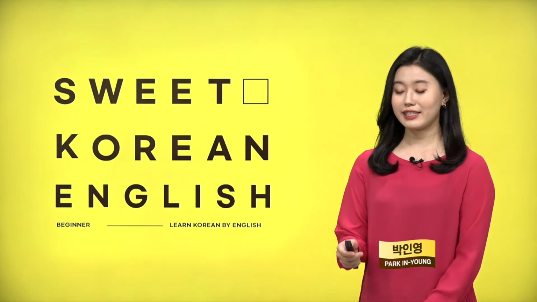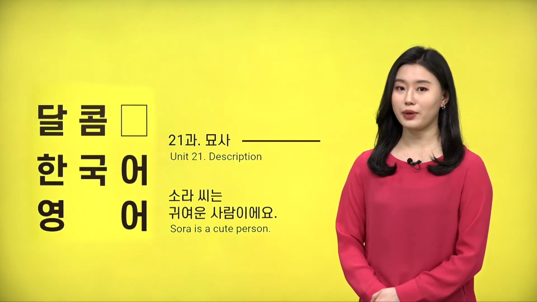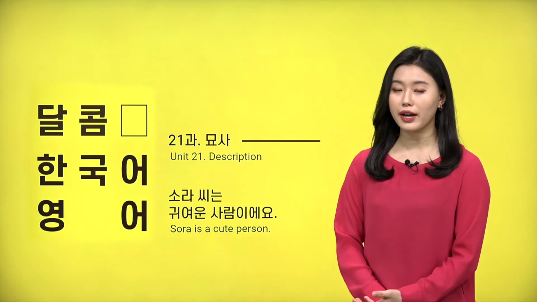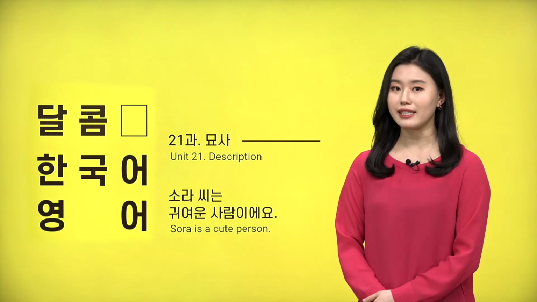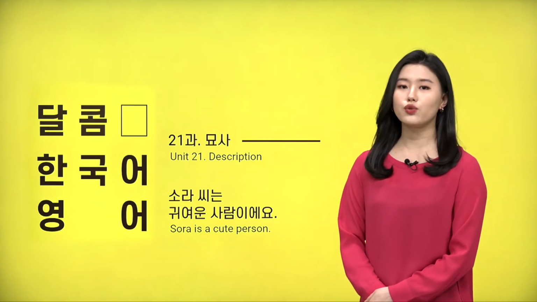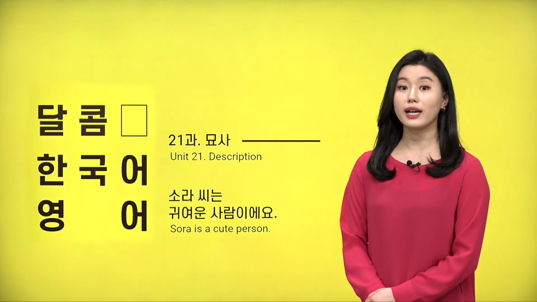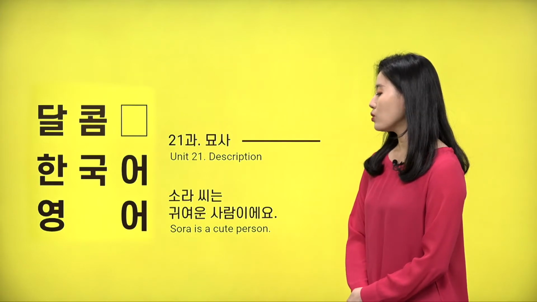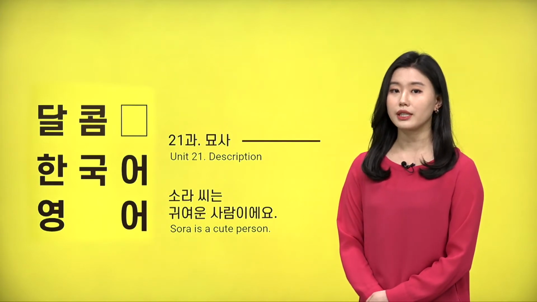So today is the day of starting Unit 21. In Unit 21, we will learn about how to describe things in a sentence. This is our topic sentence: 소라 씨는 귀여운 사람이에요. 소라 is a person's name, especially a woman. 소라 is a cute person.